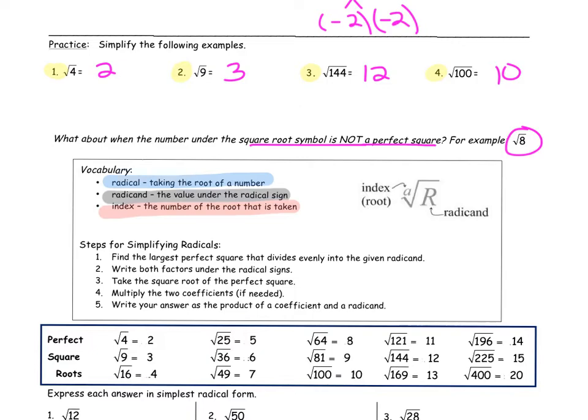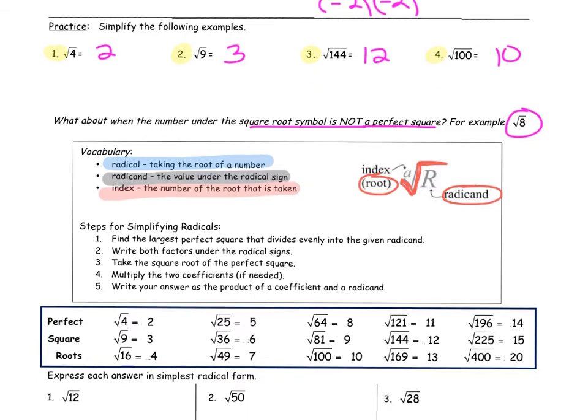So here, I'll write this out for you. Let's do this. So this is your root. And then here is your radical. So that would be your radical. And then the radicand is just the number that's underneath the radical.